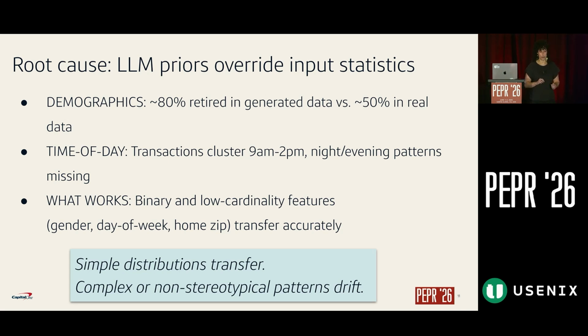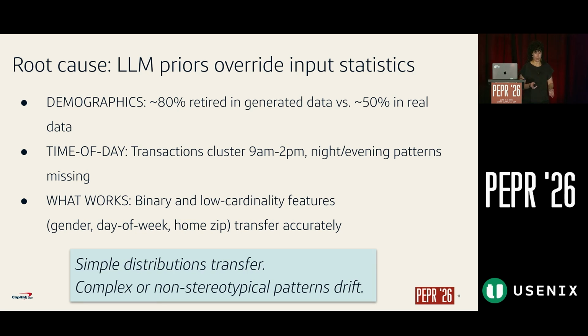And what we found was when there are demographic features, like whether a customer is retired or not, there was a pretty big gap between what we saw in PersonaLedger and the direct synthesis. So in the real data, about 50% of the customers were retired. The LLM decided that 80% of the customers were retired. So there are these inherent biases in the LLM that were being persisted, and it was ignoring the input that we were actually putting into it to generate the transactions.